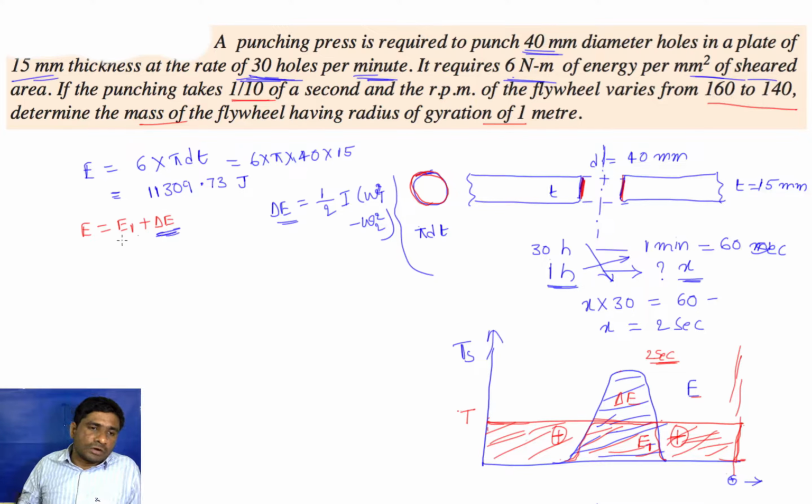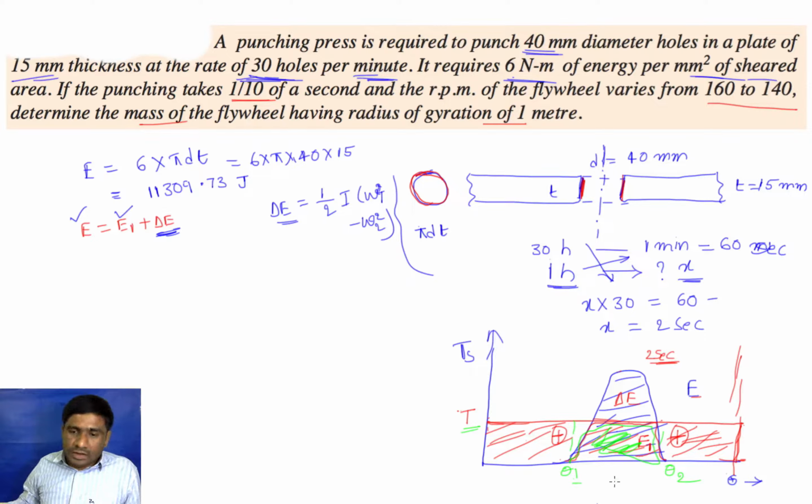How to find it? We already know E. If you know E1, then we can find delta E. What is E1? E1 is this green color area. We don't know theta 1 and theta 2. If we knew theta 1 and theta 2, we could assume this as a rectangle and multiply t into theta 2 minus theta 1. That gives the area of this one.